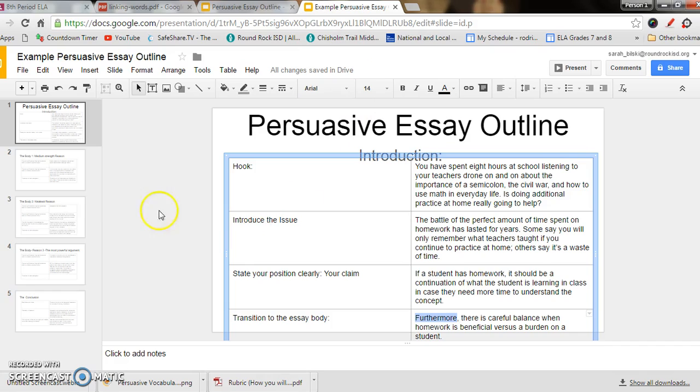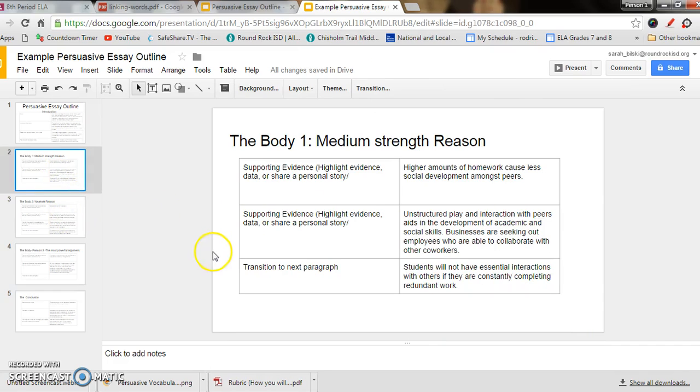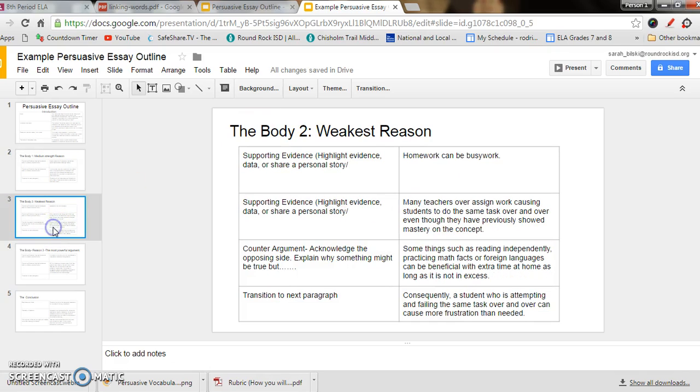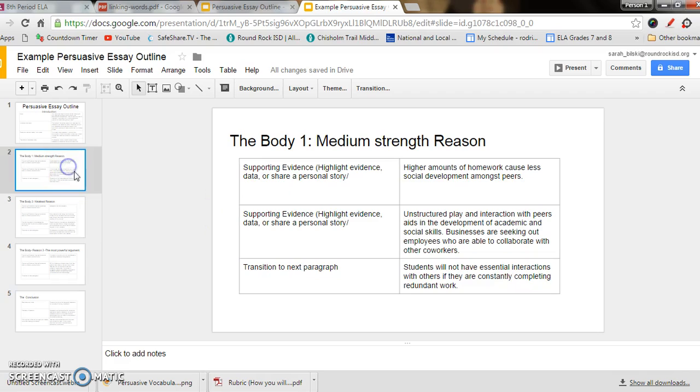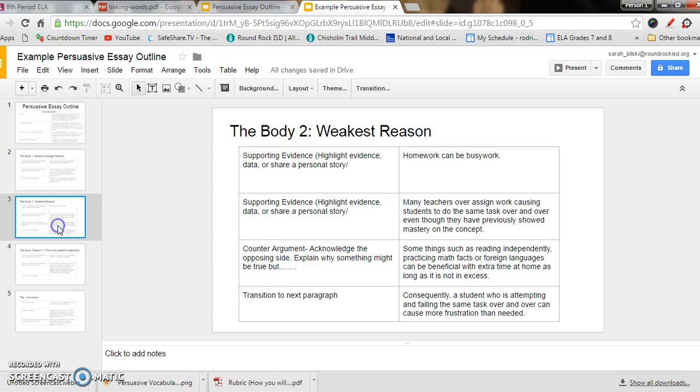All right, let's look at the next transition. Here, I'm talking about the social development, and in the next one, I'm talking about how homework can be considered busy work. To connect these, I have written, students will not have essential interactions with others if they are constantly completing redundant work. That connects my two reasons. Let's look at my next one.